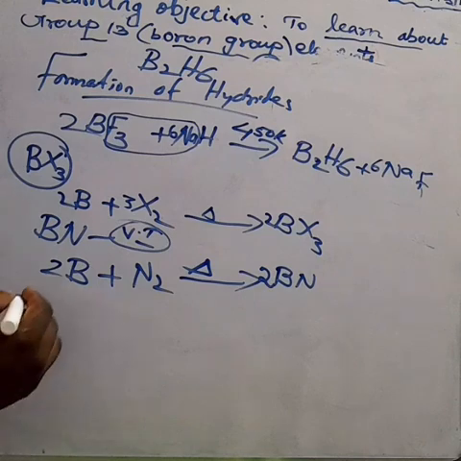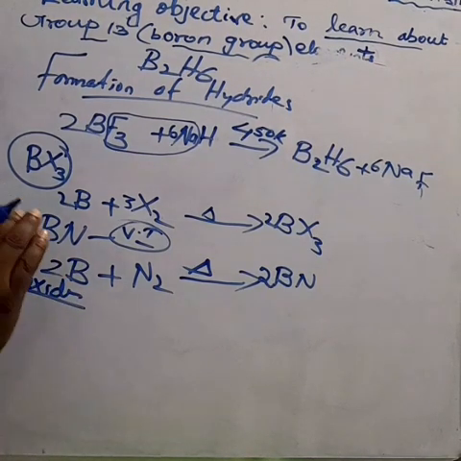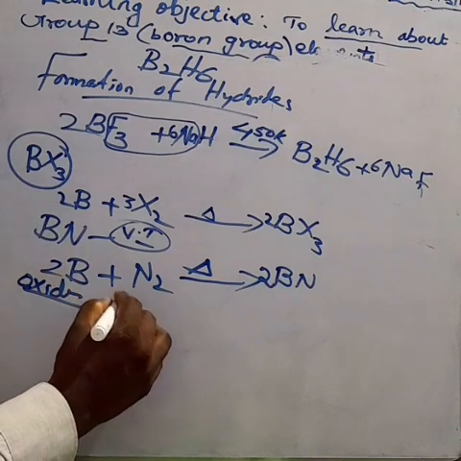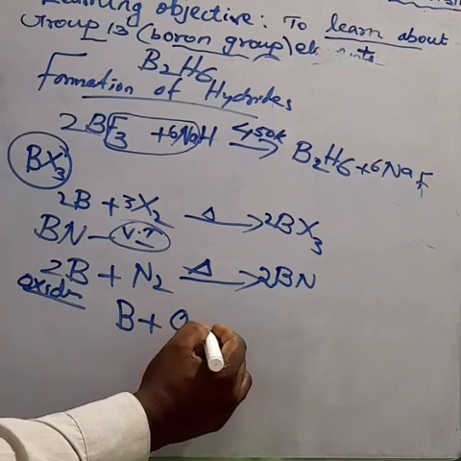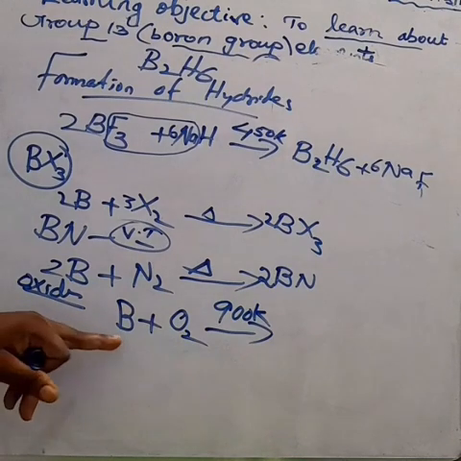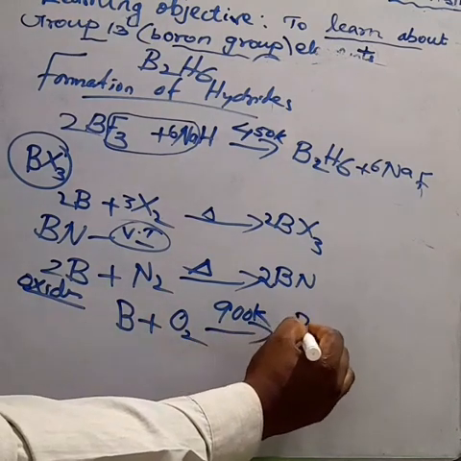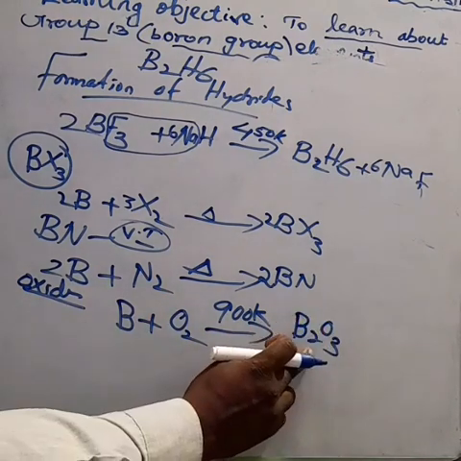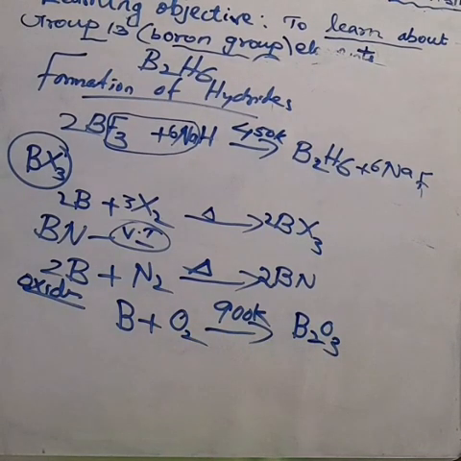Next about the formation of oxide. Boron is heated with oxygen at a temperature of about 900 Kelvin. Boron reacts with oxygen at about 900 Kelvin. We get B2O3. What is B2O3? Boron trioxide. How can you balance the equation, my dear children?